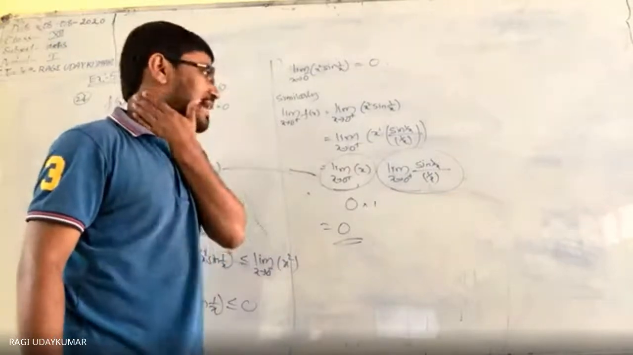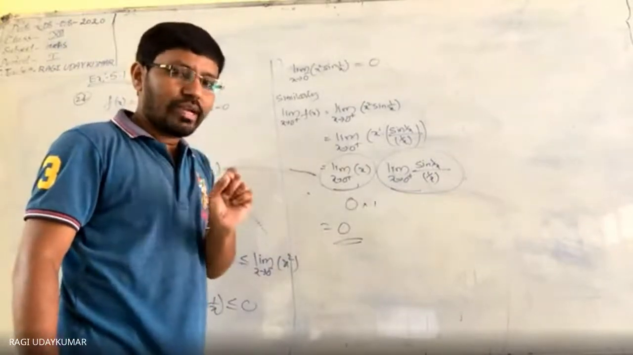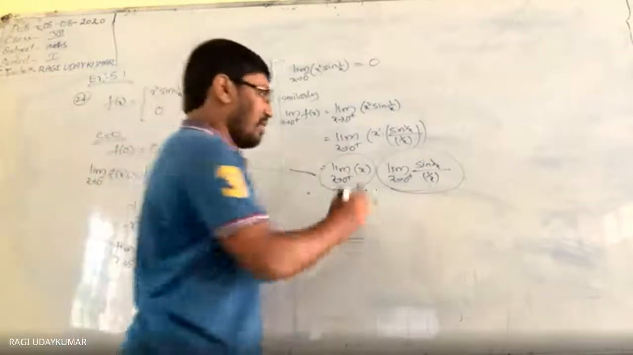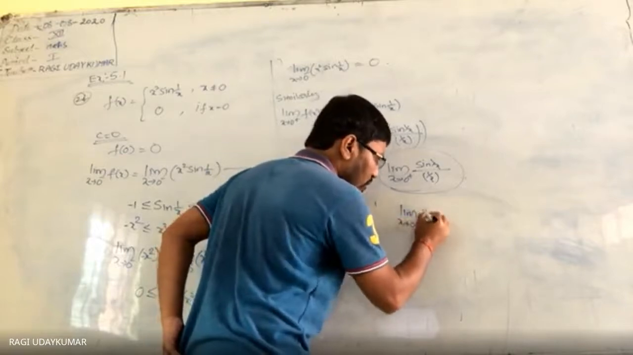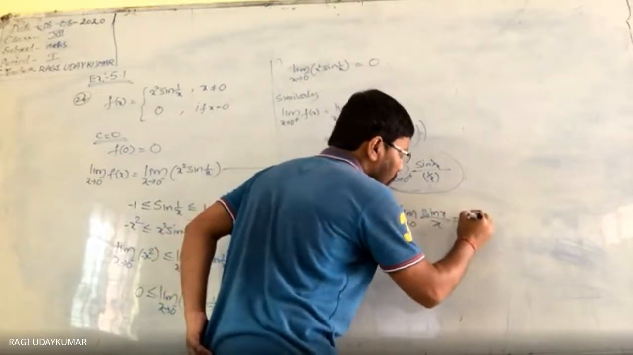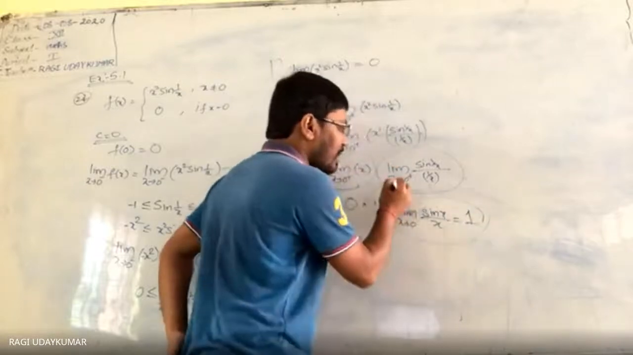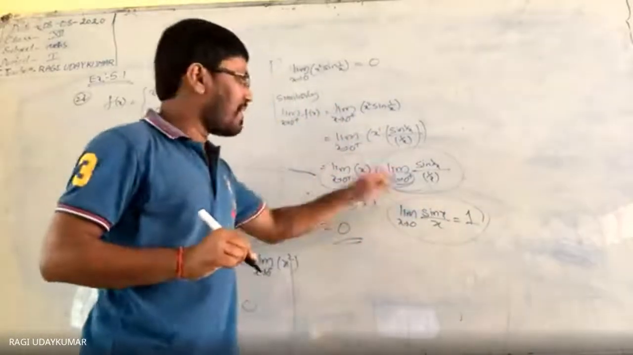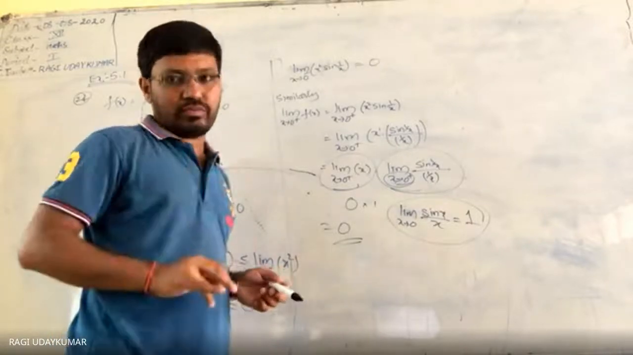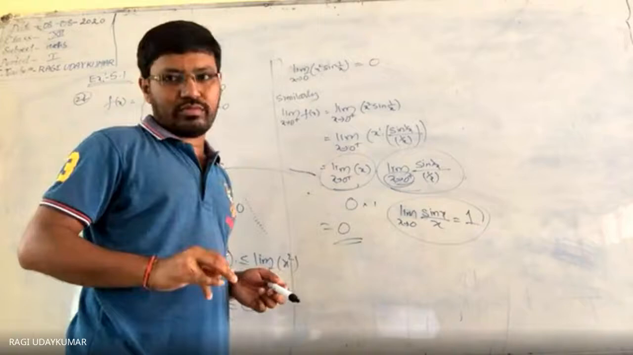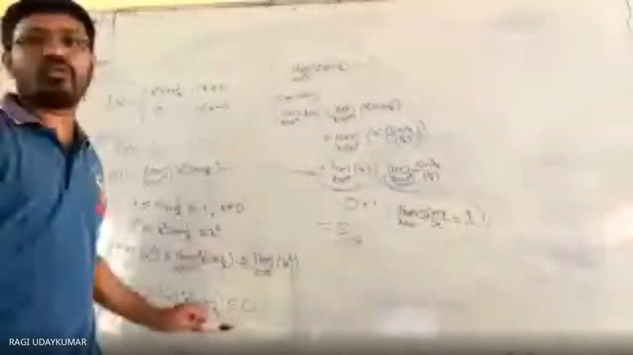But here, normally we have limit x tends to 0 of sin x by x equals 1. But in this situation, when x is approaching 0, 1 by x does not approach 0, so actually we cannot do it like this. Better you do this problem in this way only.